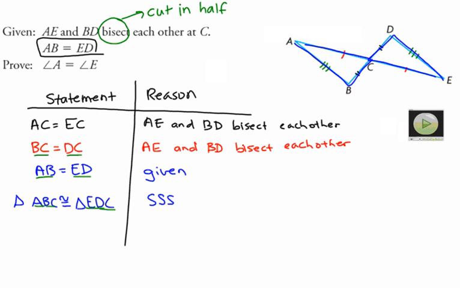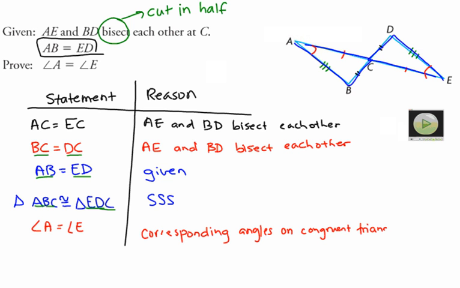So now, can we say angle A equals angle E? Does angle A equal angle E? Yes. Why? Because corresponding angles on congruent triangles are equal. So there's our proof. Often our proofs are going to be 4, 5, maybe 6 lines long. All right, so you have to be able to do that.